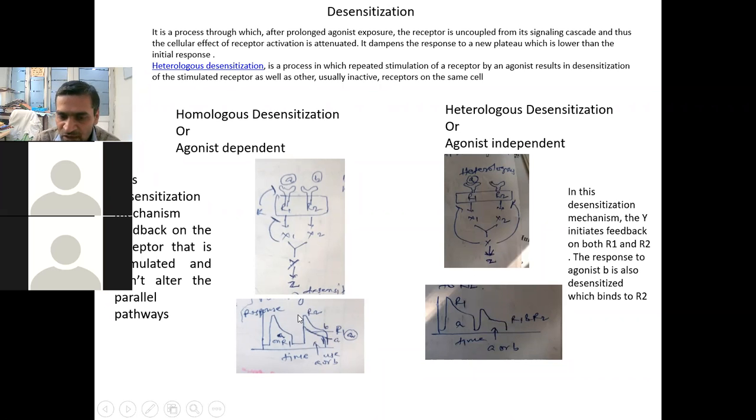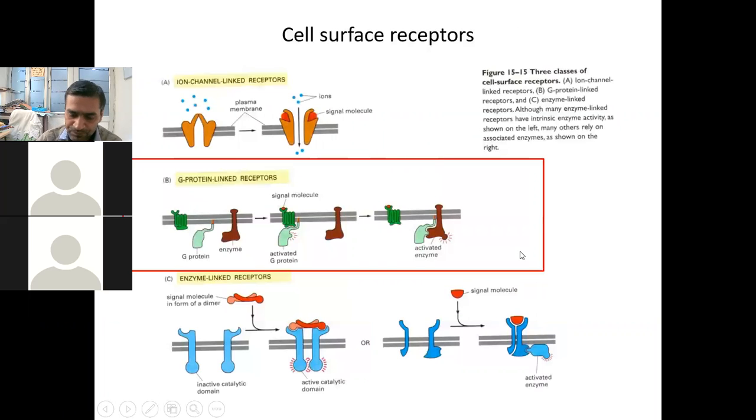But on the contrary, what was happening in homologous? Only R1 is inhibited, but R2 response is not inhibited. Here, both the responses are inhibited. So this is called heterologous desensitization, and another one is called homologous desensitization.